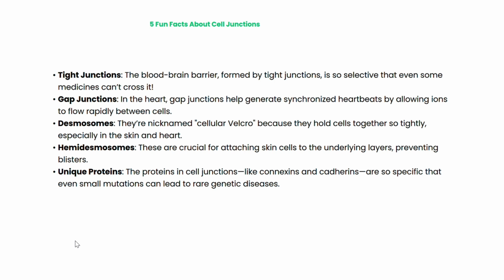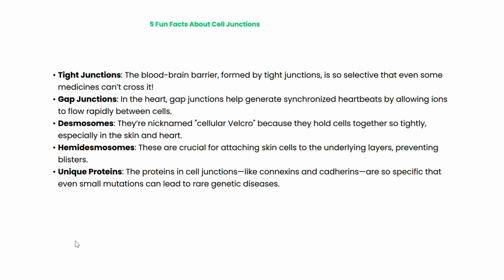Desmosomes are often called cellular velcro because they tightly hold cells together, especially in high stress tissues like the skin and the heart. Hemidesmosomes are what anchor our skin cells to the underlying layers. When these fail, it can lead to conditions like blistering diseases.